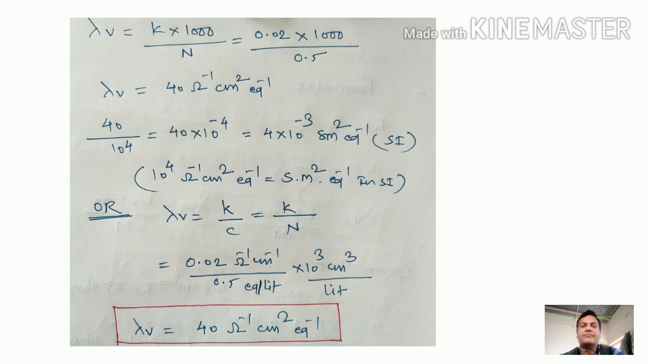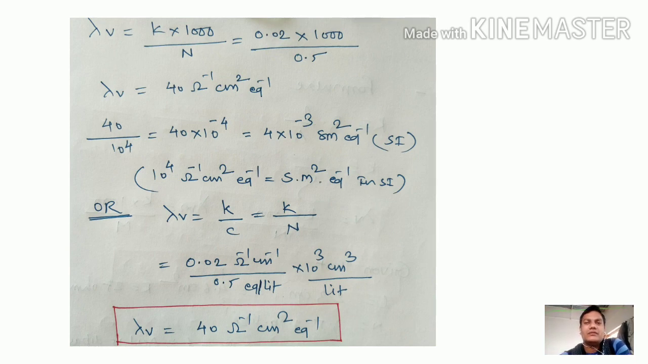You can use the same, or another method which is given in this numerical. I have written there 'or'. So lambda V is simply K by C, that is equal to K by N. Put in the value of K, then concentration, and it is simply converted into cm square per equivalent. So you have to write 0.02 upon 0.5 into 10 raised to 3 per liter. Then you can calculate per equivalent. So lambda V is equal to 40 per ohm centimeter square per equivalent. So in this way you can calculate equivalent conductance.